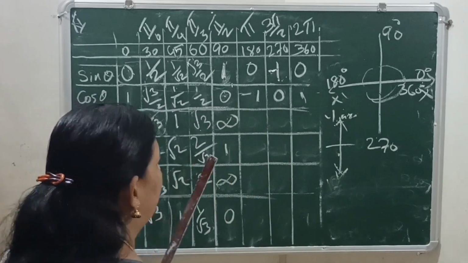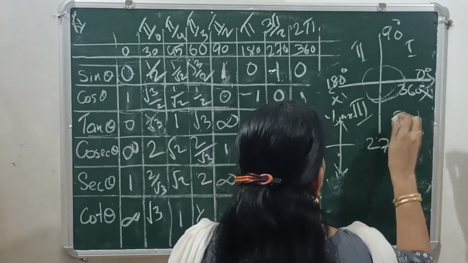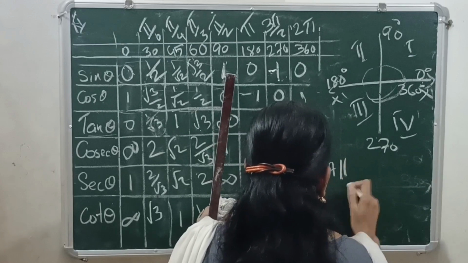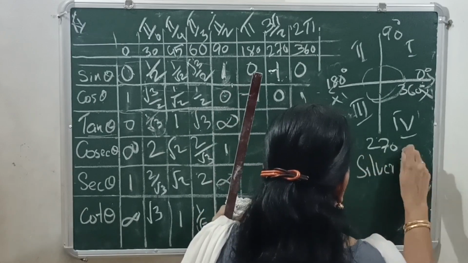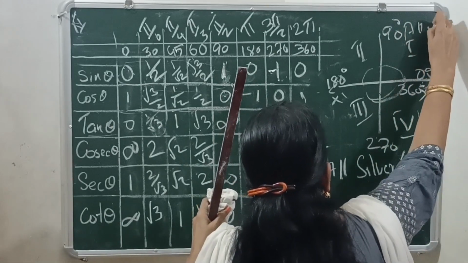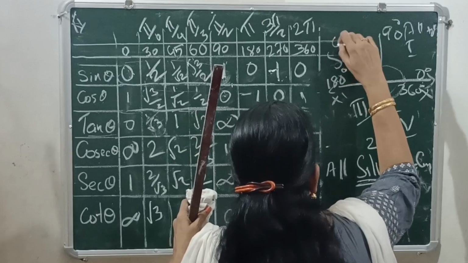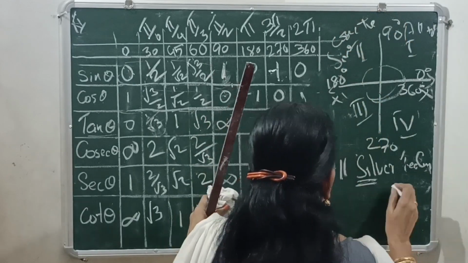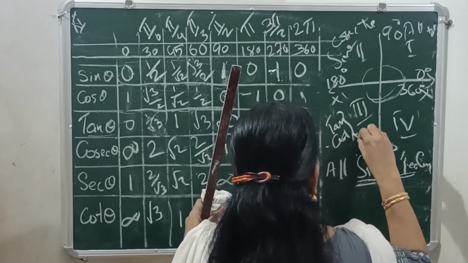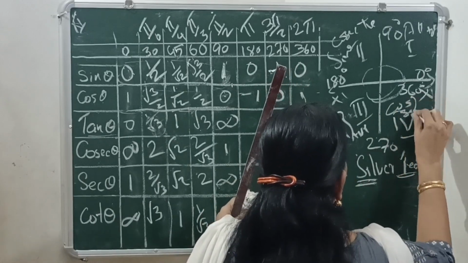Then, here we have the first quadrant, second quadrant, third quadrant and fourth quadrant. We remember the rule from the previous class: all silver tea cups. In the first quadrant all ratios are positive. In the second quadrant sine and its reciprocal cosec are positive. In the third quadrant tan and cot are positive. In the fourth quadrant cos and its reciprocal sec are positive.